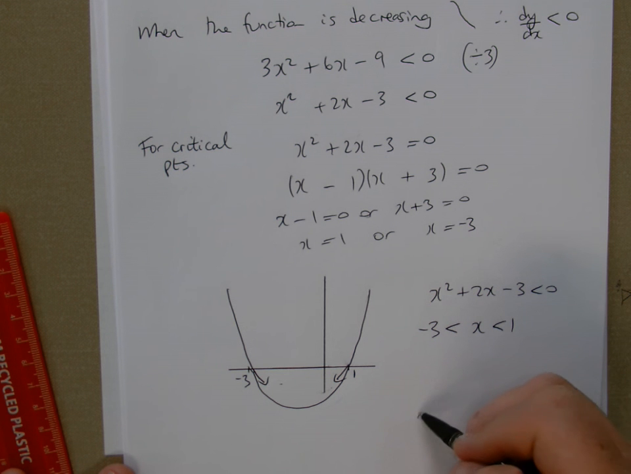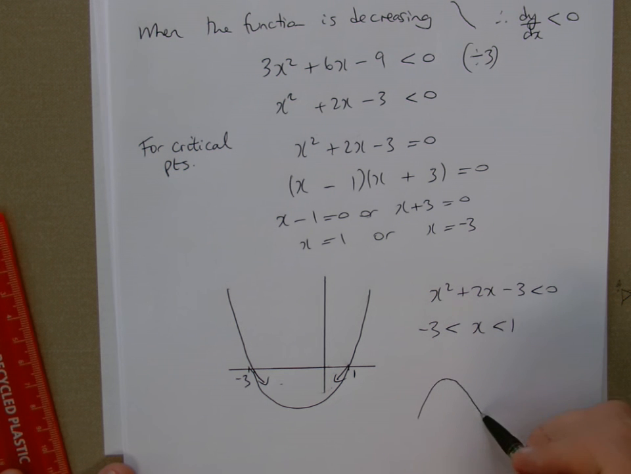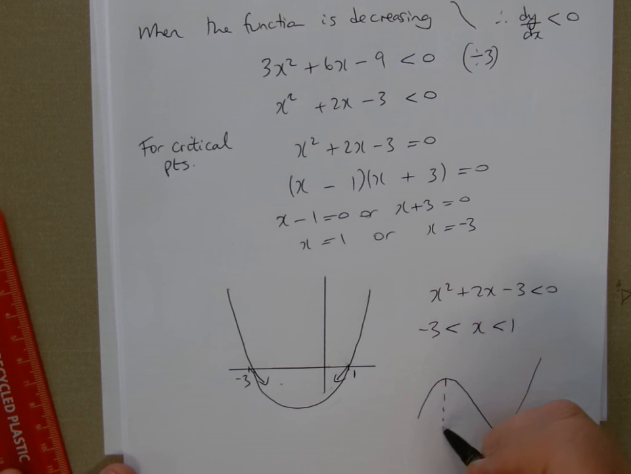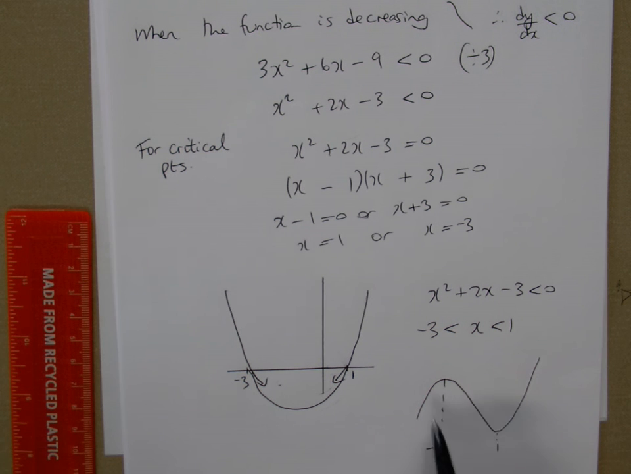So it might look something like this. Curve like that, yeah? Where the x value here is minus 3, and the x value here is 1. Okay, and that's where it's decreasing there. It's increasing here and it's increasing before as well.